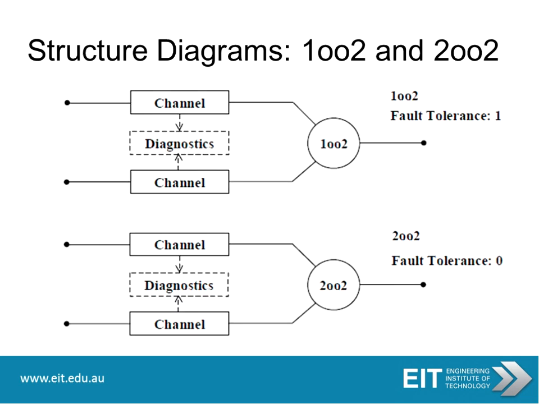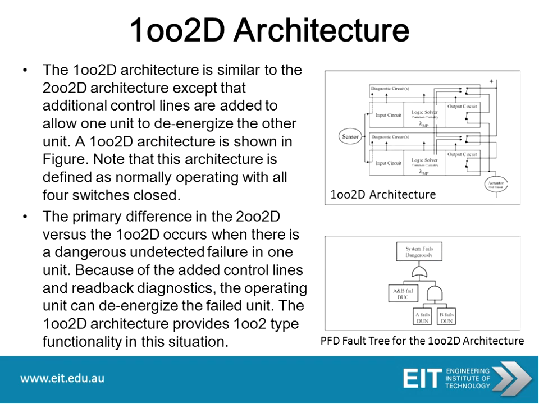So there are the diagrams for 1oo2 and 2oo2. 1oo2 fault tolerance is 1, so at least one of the two should be operational. And 2oo2 fault tolerance is 0, so both of those must be operational, and not just the one.